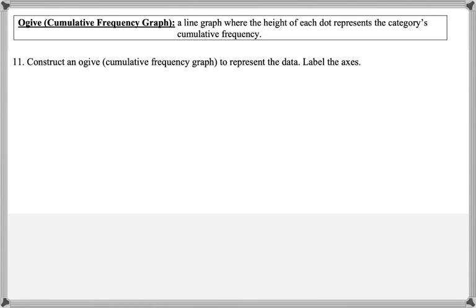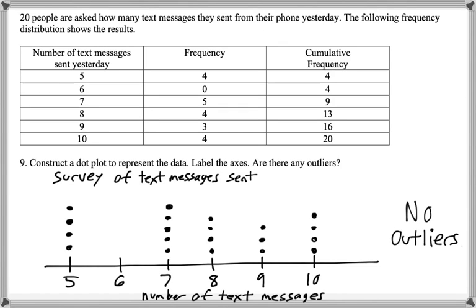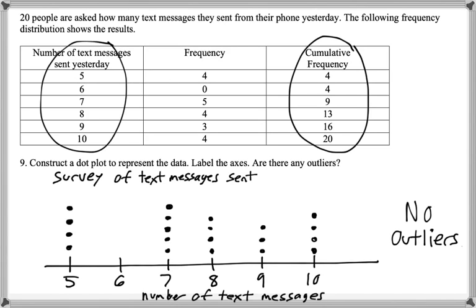Label the axes. So we've already created a line graph as well as a dot plot for this data. Now they want us to construct an ogive. So we're going to be looking at the cumulative frequency of these categories.